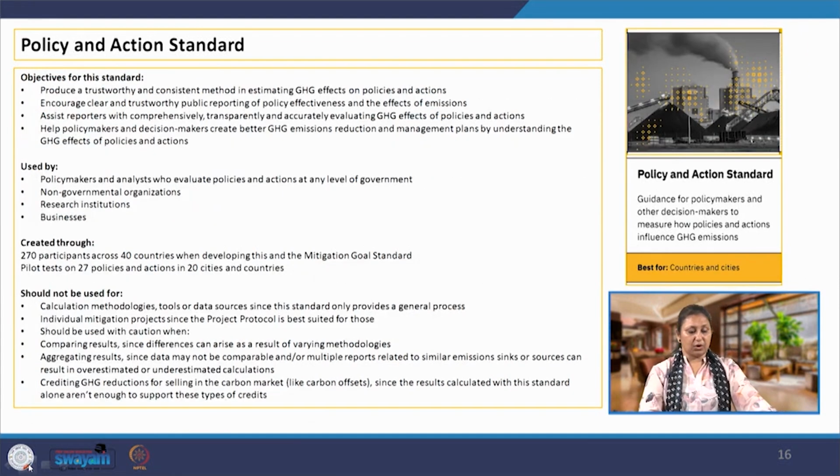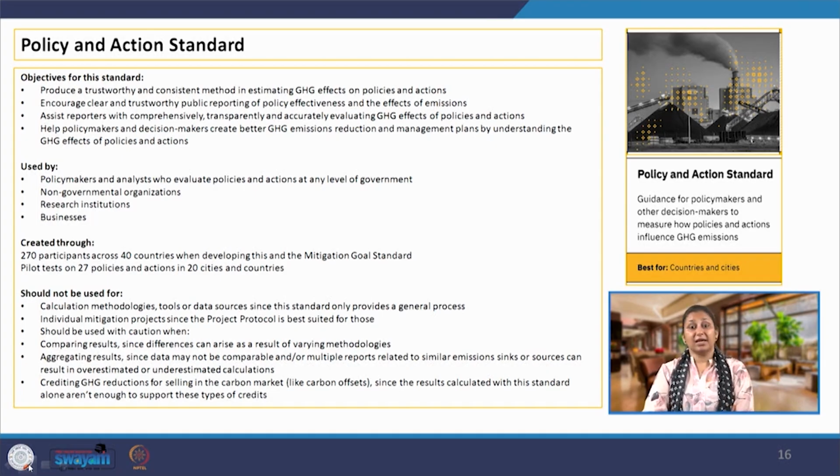Then, as I said, policy and action standard is a guide for policy makers and other decision makers to measure how policies and actions influence GHG emissions. So, we have to see what all policy provisions are being made by the country. And just the previous standard, which was for mitigation goal for countries, national and subnational governments, there I mentioned how the policies are eventually going to affect reducing the GHG emissions.